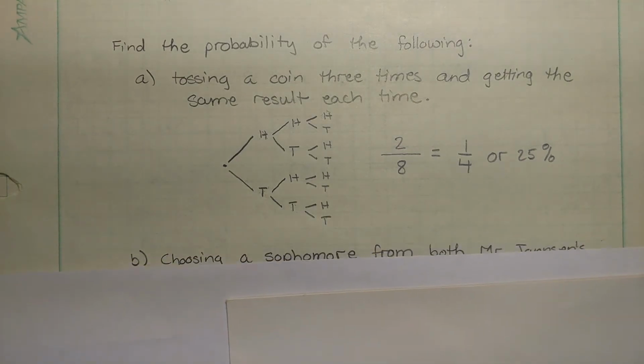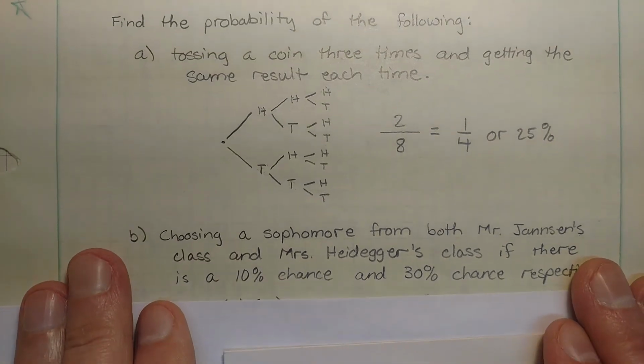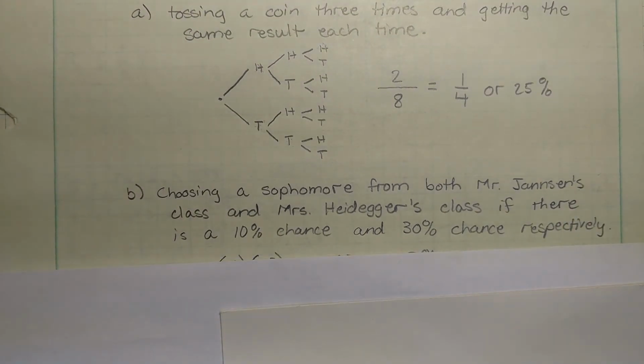Okay, the next situation involves a teacher that you don't know, because I wrote this down a while back. This is choosing a sophomore from both my class and Mrs. Heidegger's class, if there is a 10% chance of choosing one from my class and a 30% chance of choosing one from Mrs. Heidegger's class. So here we've got 2 separate things.